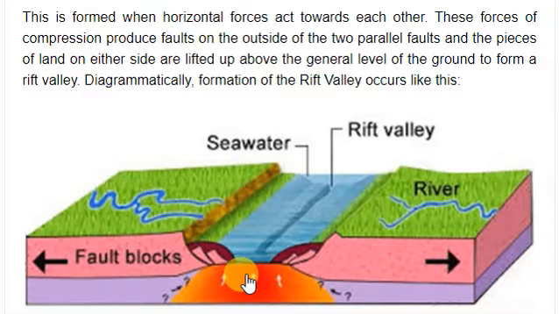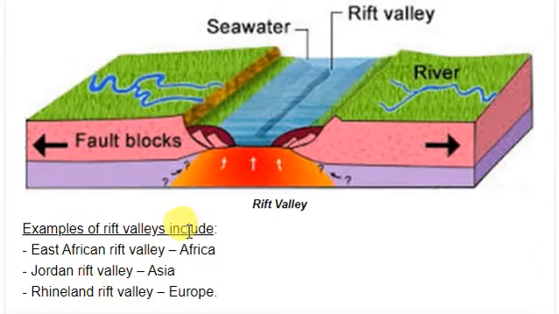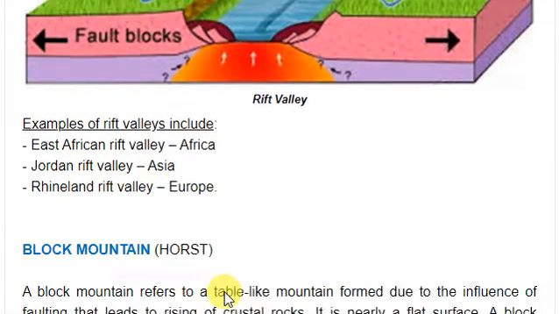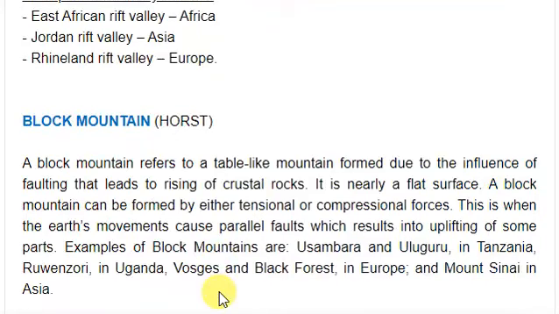they are lakes of Rift Valley. For example, Lake Nyasa, Lake Tanganyika, they are of Rift Valley. Examples of Rift Valley include the East Africa Rift Valley in Africa, Jordan, and Lateral Rift Valley in Europe.